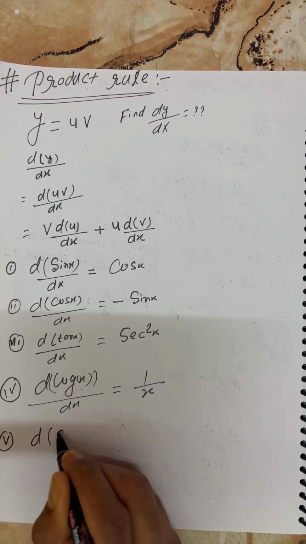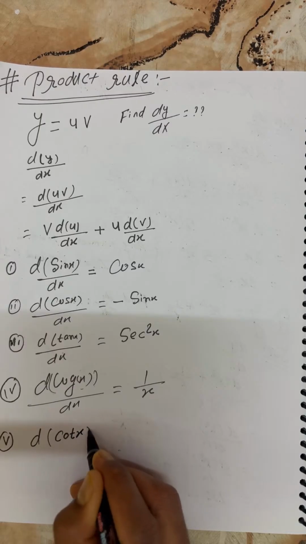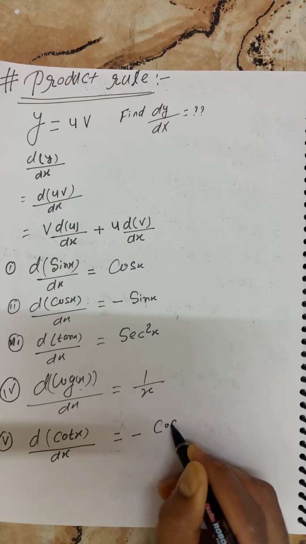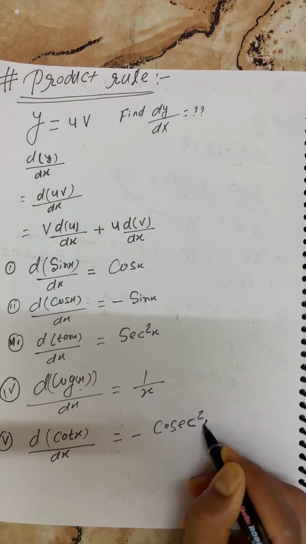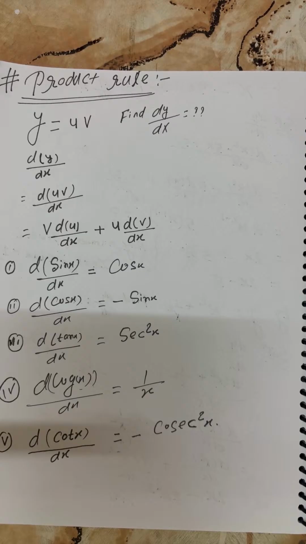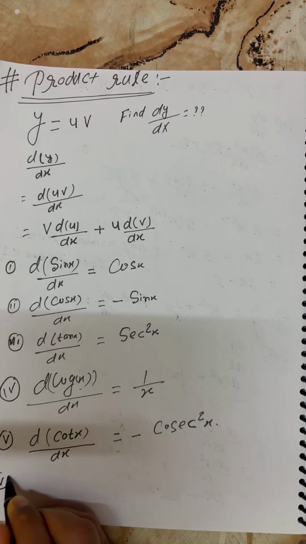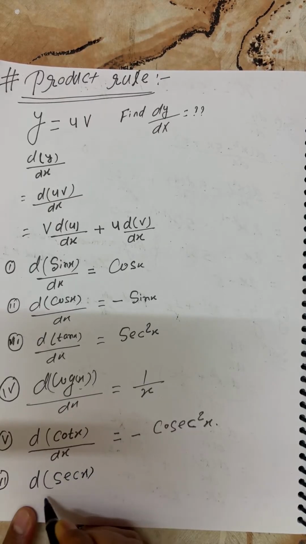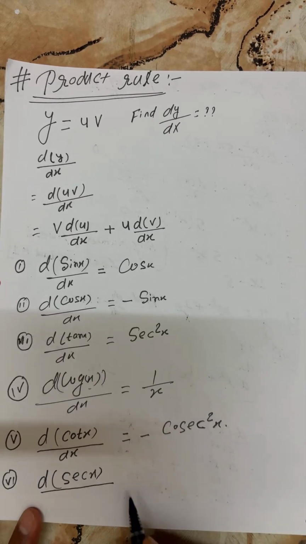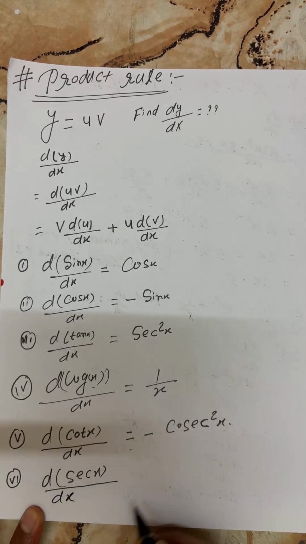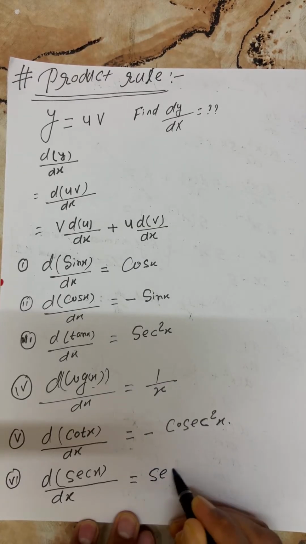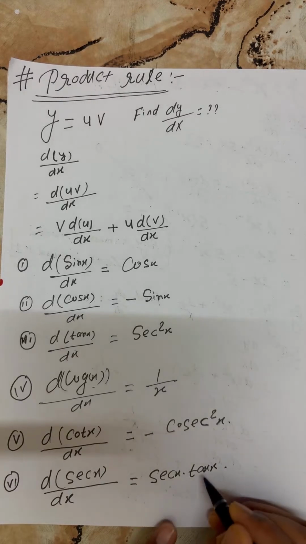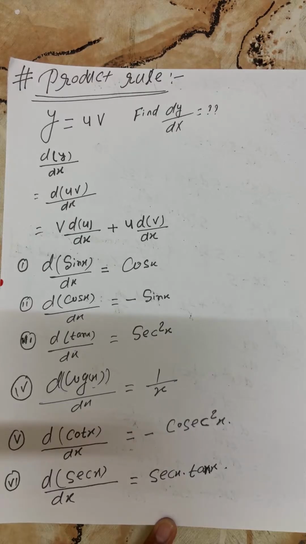Differentiation of cot x upon dx is equal to minus cosec squared x. Cosec squared x. For tan x, I said sec squared x. Okay, sometimes I'll use sec x differentiation, which is the sixth formula. Differentiation of sec of x upon dx is equal to sec of x into tan x.